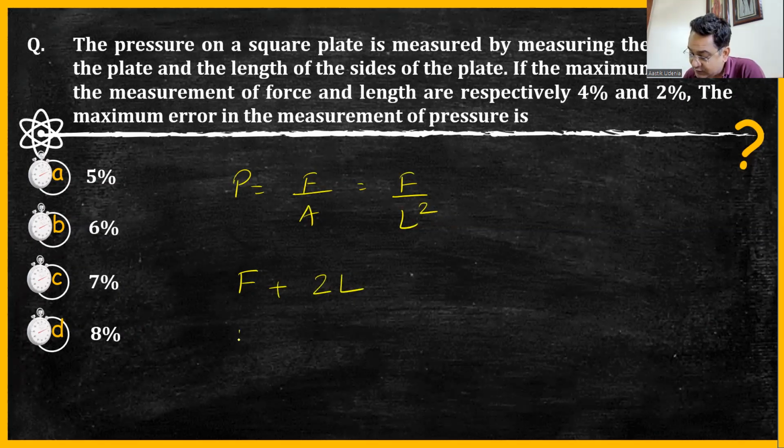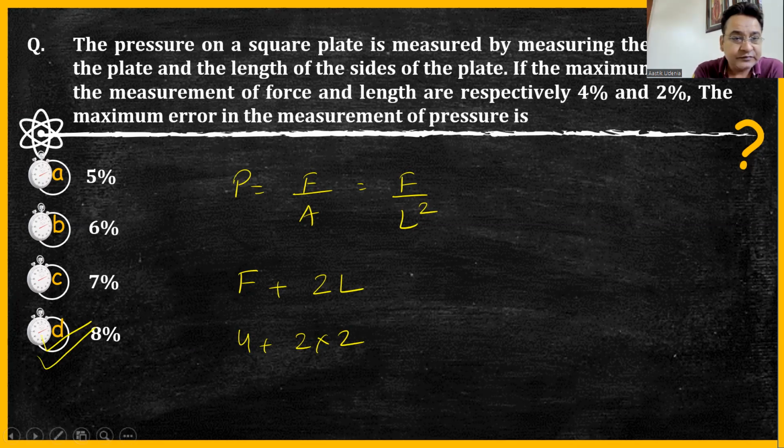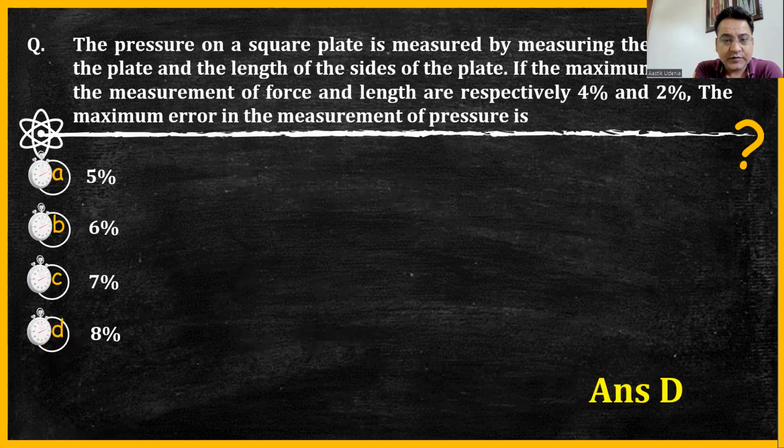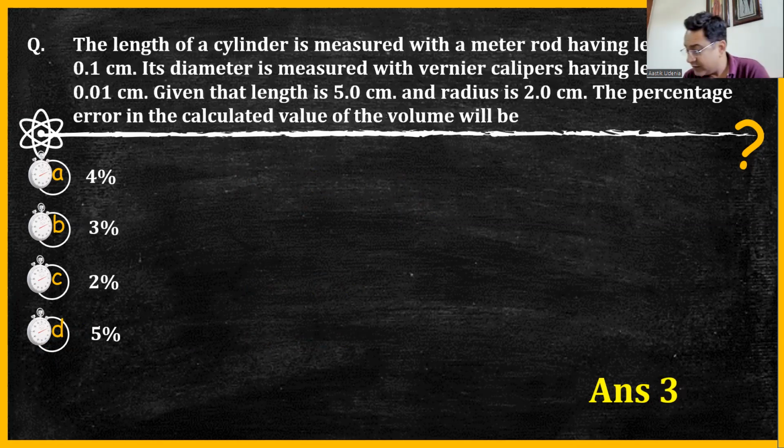Yes, sir. So it will be 4 plus 2 multiplied by 2, and the answer that you will end up with will be 8%. We get this, yes or no? Yes, sir. Everyone understands this? So the answer would be D. We'll move on. I think the time is there to solve one more question.